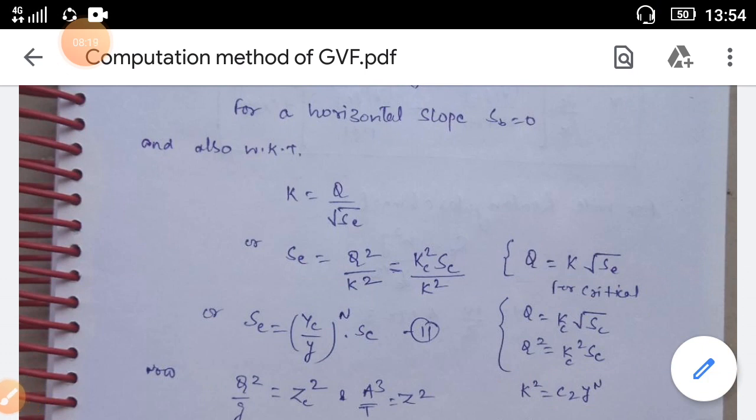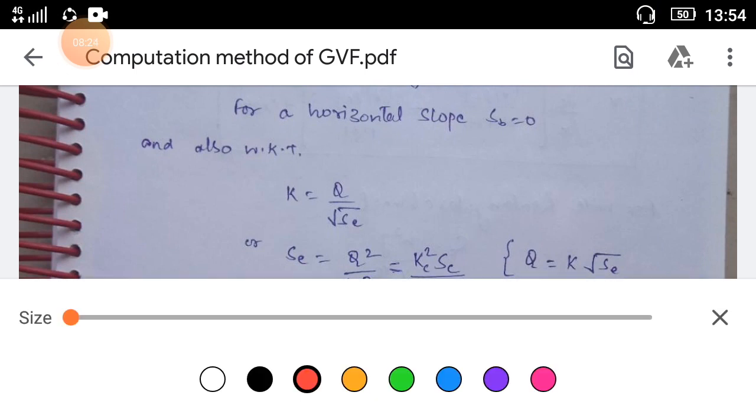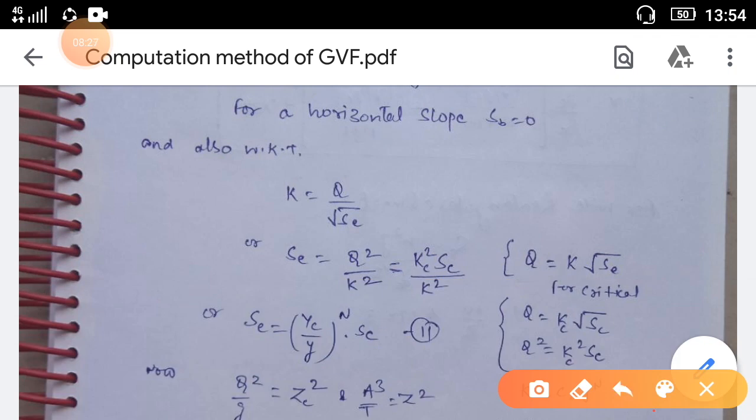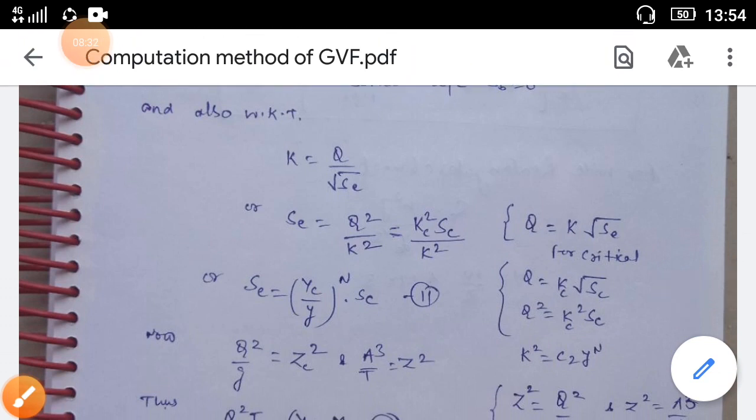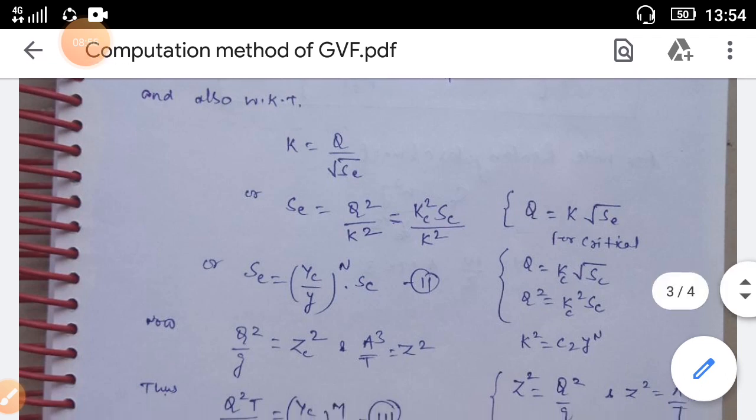in terms of y, because K square is C2 y to the power n, it will give from our exponent. We have already calculated this one. We will put here in terms of Kc square and in terms of K. So we will get SE is equal to (yc by y) to the power n into Sc. This is equation number two.